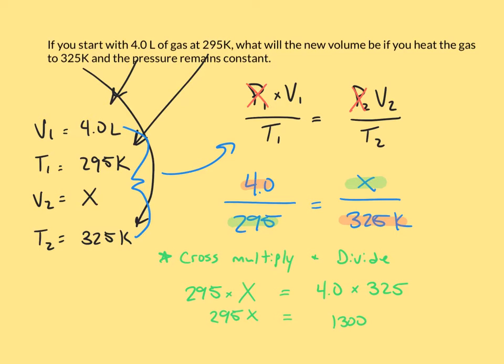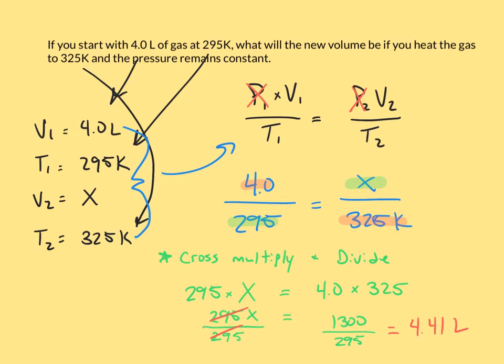So I'm going to divide by 295 on each side, because in algebra, if I want to get x by itself, I need to divide by that number, 295 on each side. So now in my calculator, I take 1,300 divided by 295, and I get an answer of 4.41 liters. And that is my new volume.